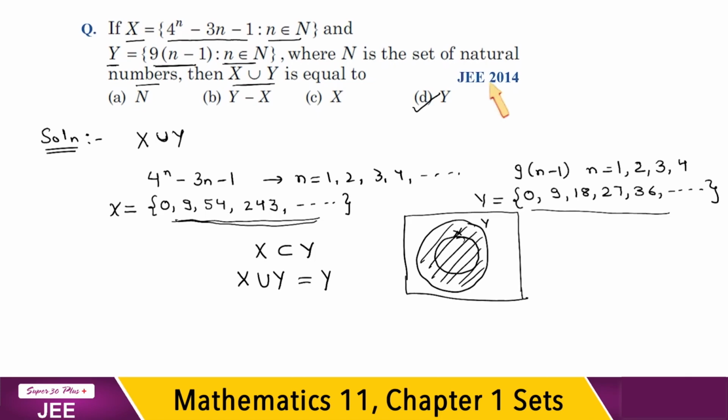So I hope everybody must have understood this question also, which was asked in the year 2014. So we have simply substituted the values of n which were given in set x and set y in order to determine the elements of set x and the elements of set y, and we saw that set x is a subset of set y, and hence x union y comes out to be y. Now I hope everybody must have understood.